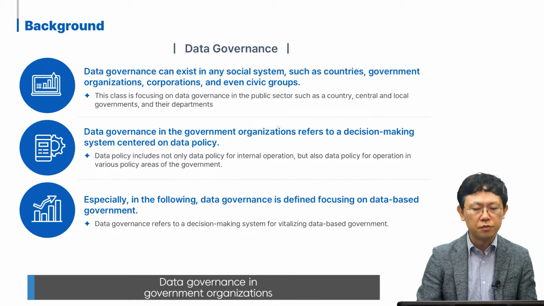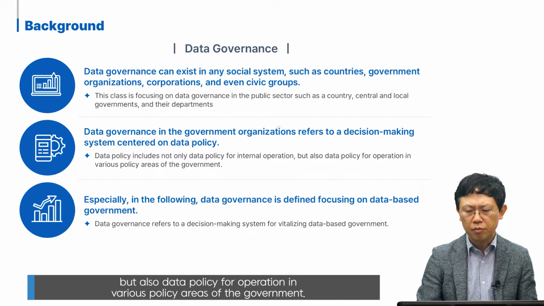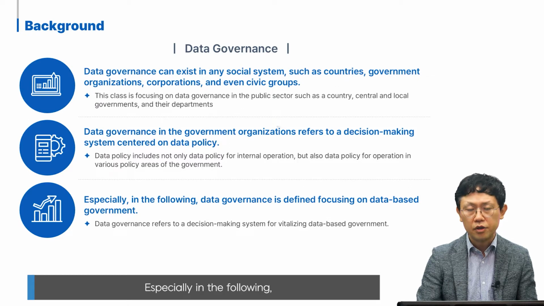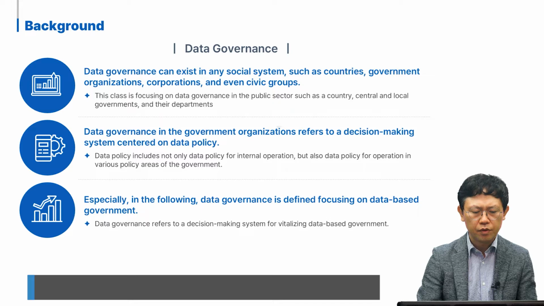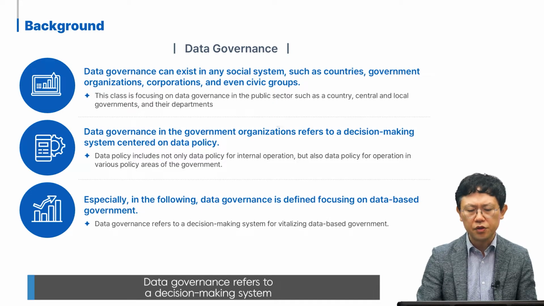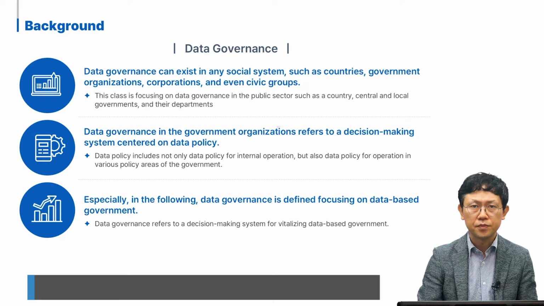Data governance in the government organizations refers to a decision-making system centered on data policy. Data policy includes not only data policy for internal operation, but also data policy for operation in various policy areas of the government. Especially in the following, data governance is defined focusing on data-based government. Data governance refers to a decision-making system for vitalizing data-based government.